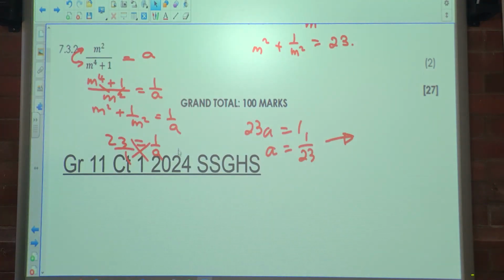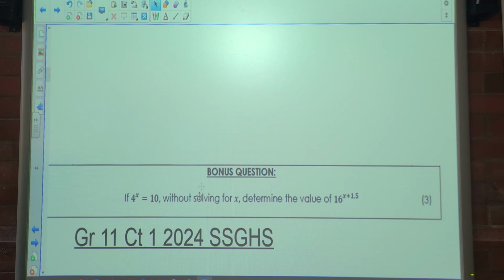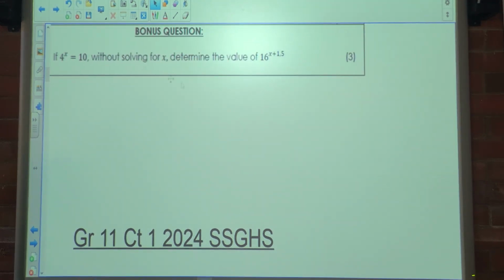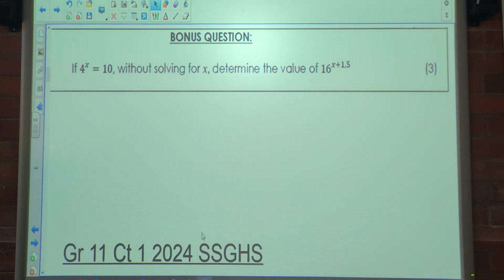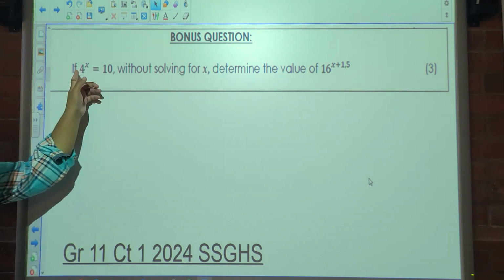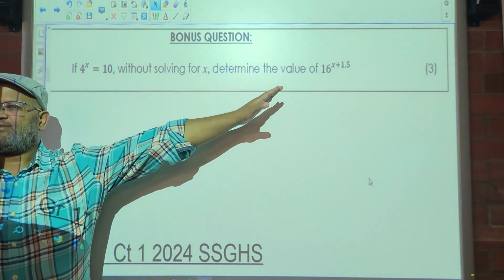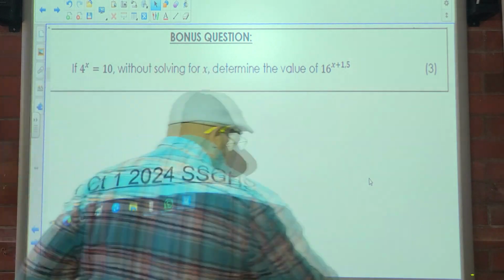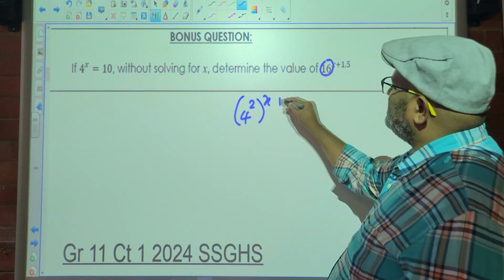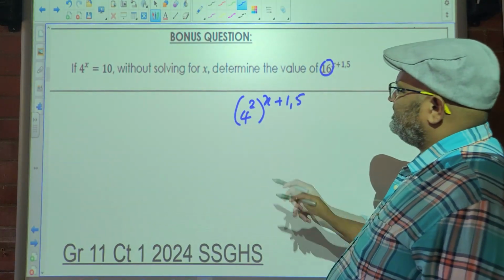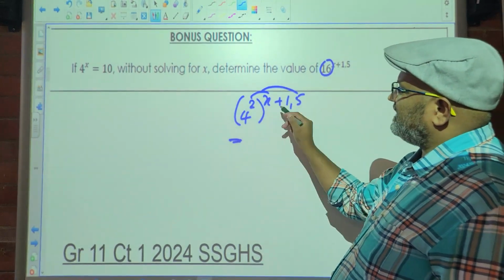And then of course, is there a bonus question? We are told that if 4 to the x is equal to 10, without using a calculator, without solving for x, determine the value of 16 to the exponent x plus 1.5. So firstly, I'm going to try and get 4 to the x there. That's my first thing. But we know that 16 is the same as 4 squared. So it's 4 squared raised to the x plus 1.5.